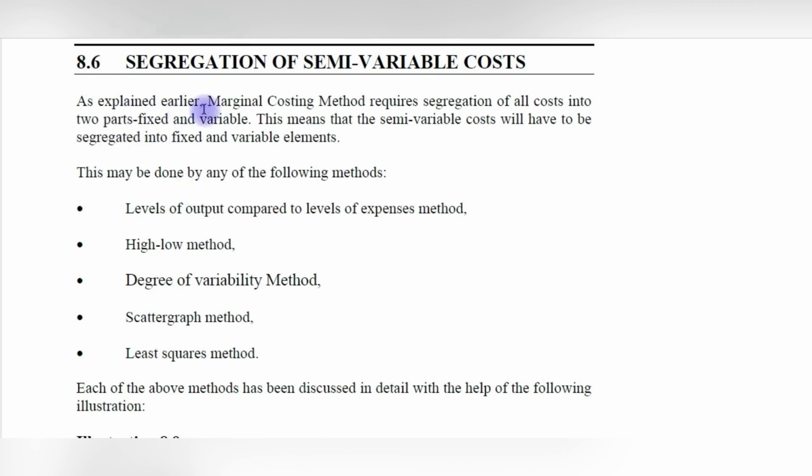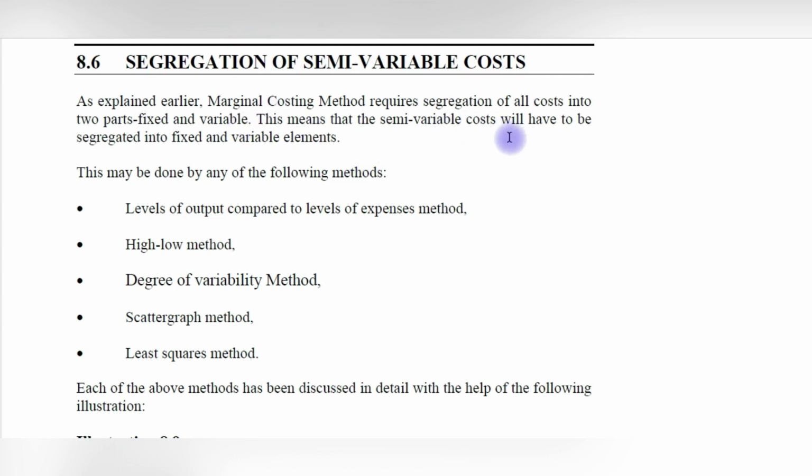As explained earlier, the marginal costing method requires segregation of all costs into two parts, fixed and variable. In the previous video, we have seen what is marginal costing. In the preparation of the income statement at step number 2, where we find out cost of goods sold, it takes only variable costs into consideration. It does not take fixed costs into consideration, whereas absorption costing takes both the costs. In marginal costing, the fixed costs will be taken separately at step number 4 or step number 5. So at step number 2, for determining the cost of goods sold, only variable costs are considered.